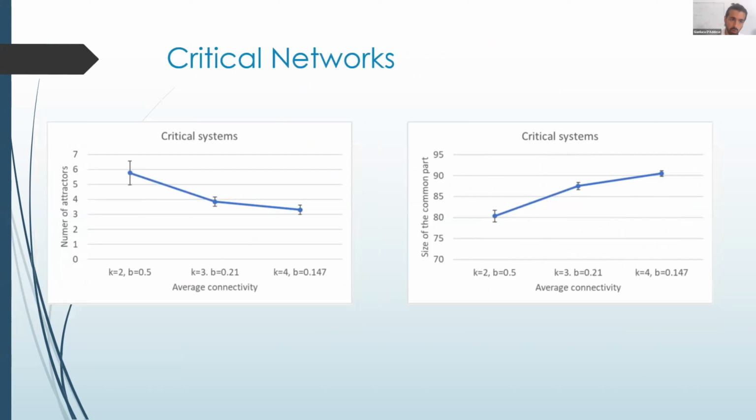Taking into consideration now only the critical networks, which are given by a precise matching of K and B, we can actually see that criticality is not one of the factors that determine how big the common C is. In fact, we can see in the first graph that the number of attractors decreases when we increase K, holding the criticality. And as before, in the right graph, this leads to an increase in the size of the common part.